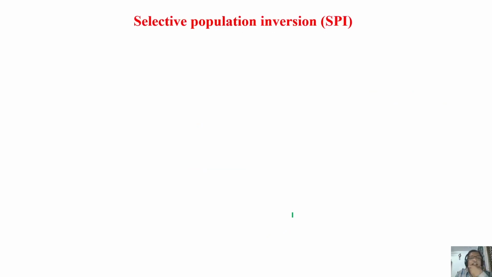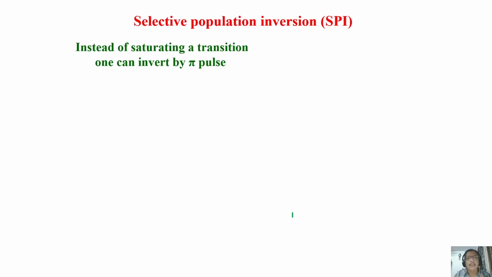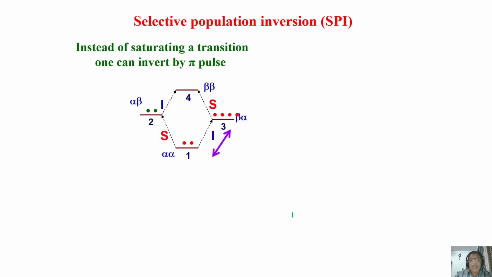On the other hand, we can also do selective population inversion. What is population inversion? In the case of saturation, we are equating the populations. Now let us do a different thing. I apply a pi pulse on a particular transition. What does a pi pulse do? It will invert the populations, like magnetization which was here was brought here. This is a 180 pulse, right? So a 180 pulse inverts the spin populations. It is an inversion pulse. The populations, instead of saturating, I'm inverting between these two.